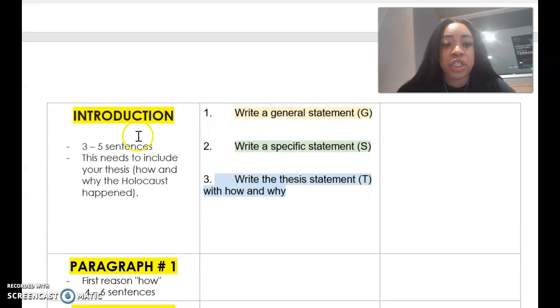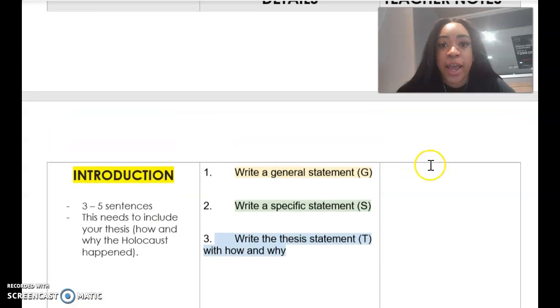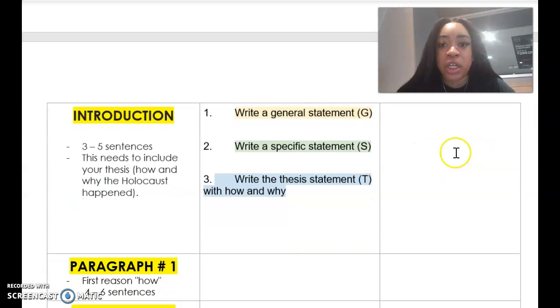It says introduction, 3 to 5 sentences. This needs to include your thesis, how and why the Holocaust happened. To the right, I have the teacher notes. So my teacher is going to put her notes up, what I need to improve on the side before I write my final draft. So we're going to pause here and we're going to go to the Nearpod.